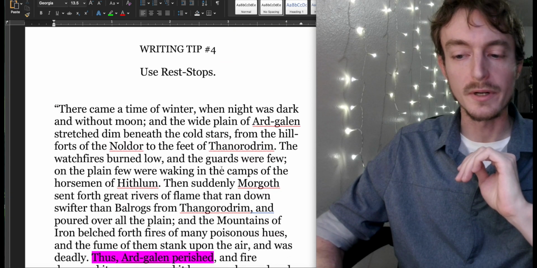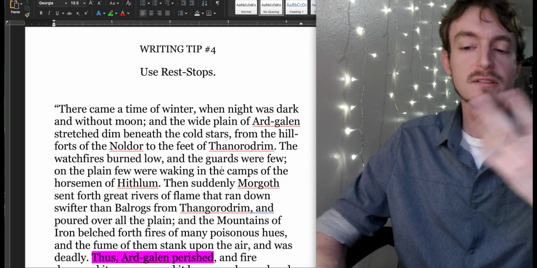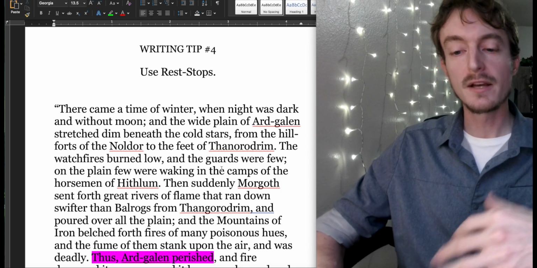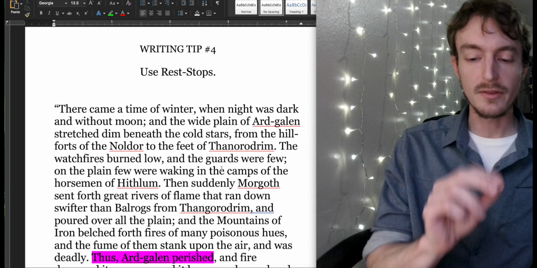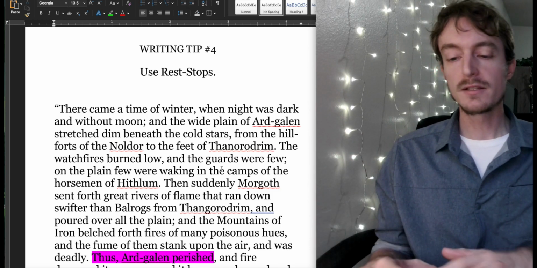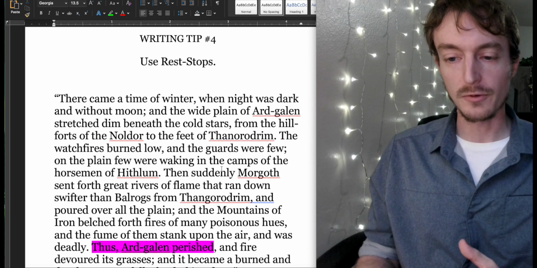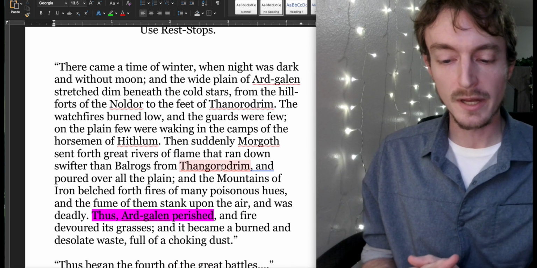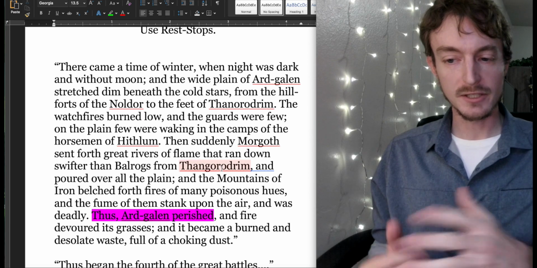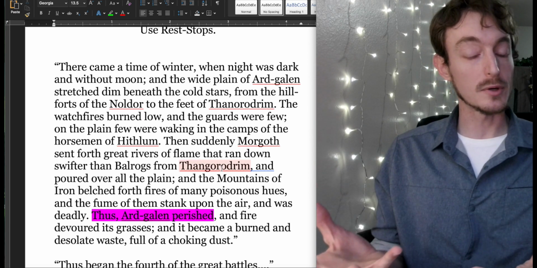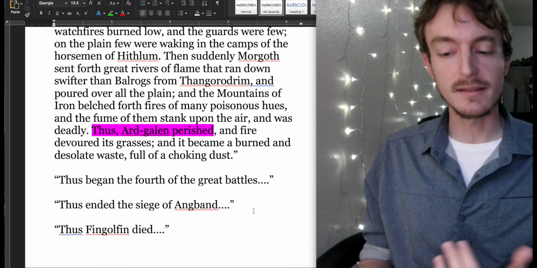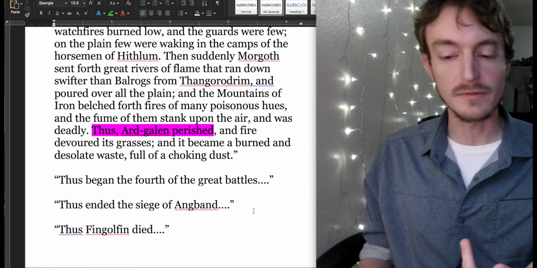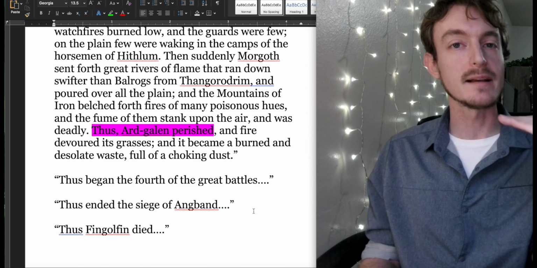Tip number four, use rest stops. This is just what I call them, rest stops. So there would be a bunch of action that would happen, and then Tolkien would finish with thus such and such happened to summarize everything that happened before. And you see this in our passage. Thus Ardgallan perished. That summarizes everything that happened before. Thus began the fourth of the great battles. Thus ended the siege of Angband. Thus Fingolfin died. He does this a lot in his very high style.